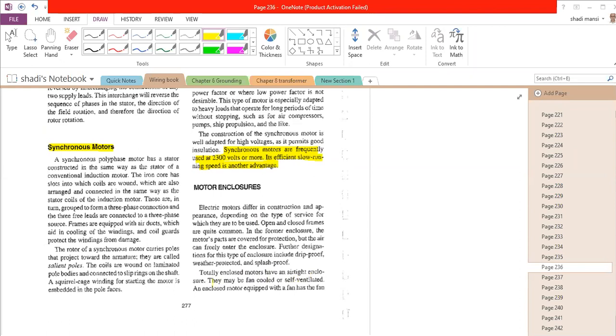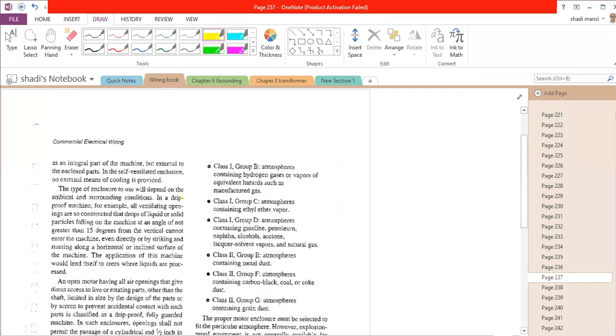Airtight, يعني حتى مسكر حتى عن الهواء. They may be fan cooled or self ventilated, and enclosed motor equipped with a fan has a fan. Okay, as an integral part of machine, but external the enclosure part. In the self ventilated enclosure. No external means of cooling is provided.